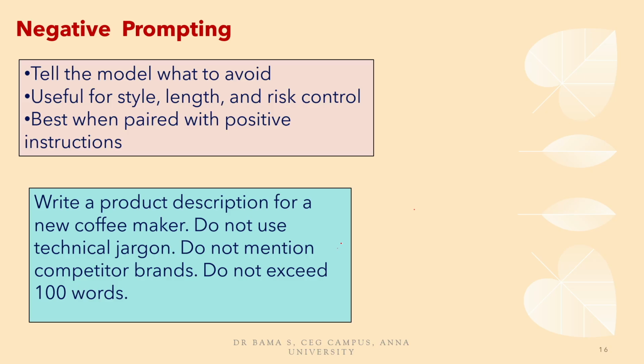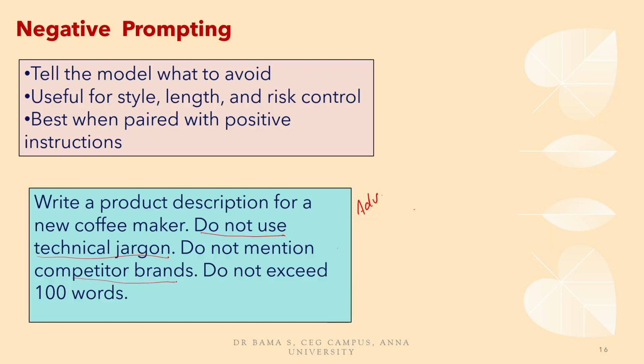So, the LLM can understand what is positive and how the actual information should be provided. Here is an example for an advertisement: write a product description for a new coffee maker. Here we have used negative prompting. Do not use technical jargon. Why? Because this advertisement might be used for the common man. And do not mention competitor brands. Do not exceed 100 words. These are examples of negative prompting.